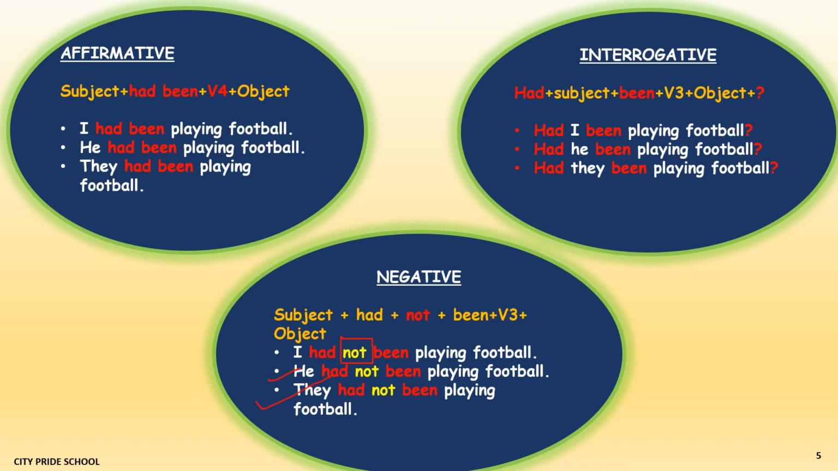And again, for interrogative yes/no type sentences, we simply bring the helping verb in front. So in the beginning: had I been playing football? Had he been playing football? Had they been playing football?